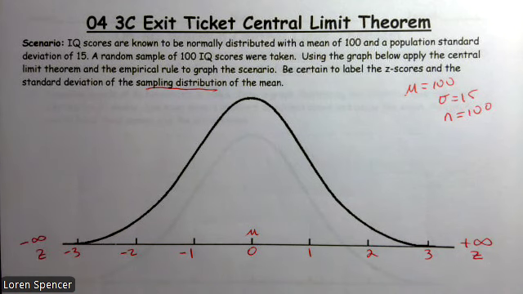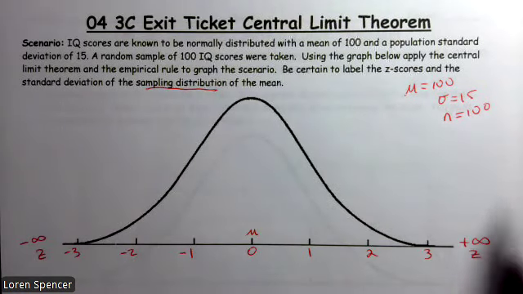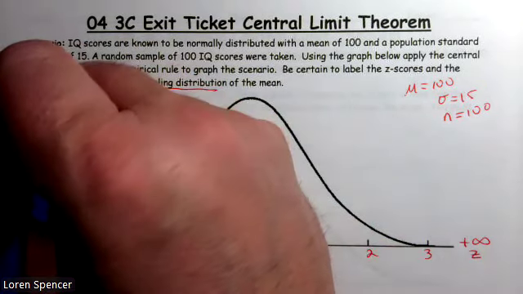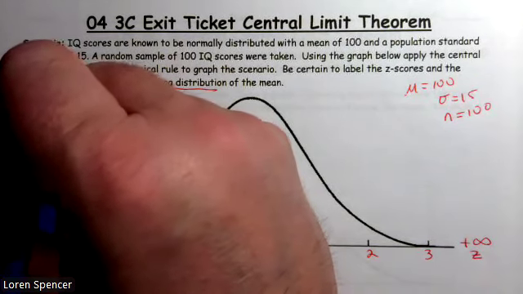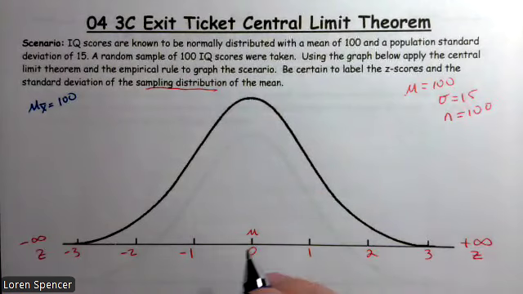Well, they're going to ask us for the mean of the sampling distribution, and the mean of the sampling distribution, the mean of the mean, is the mean. So in this case, the mean of X bar, the mean of the sampling distribution, is 100. That part's easy. So this is going to be 100, not a problem there.